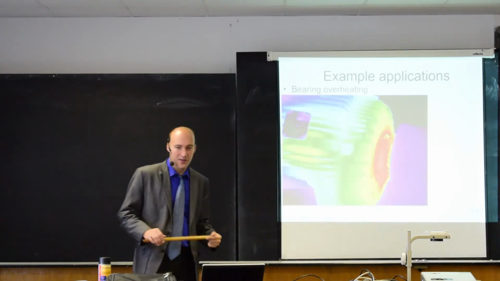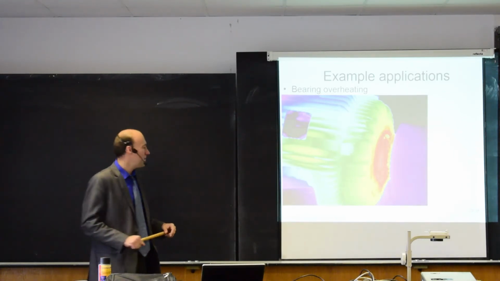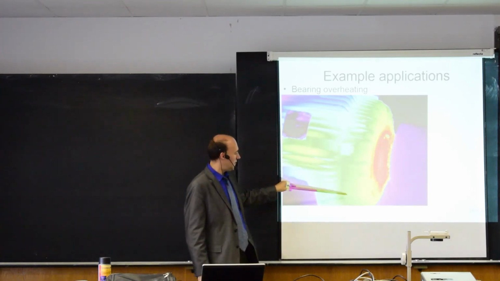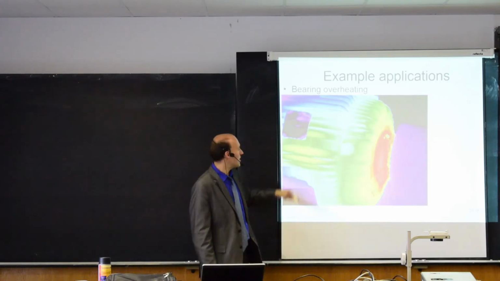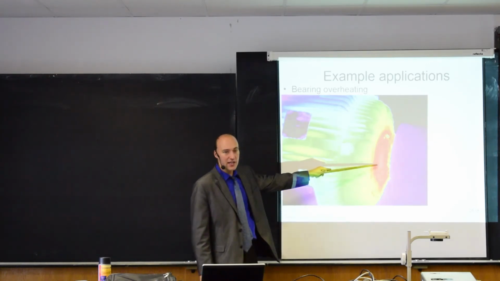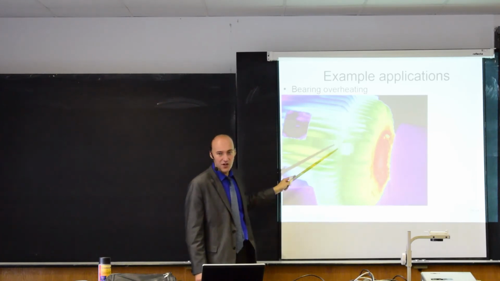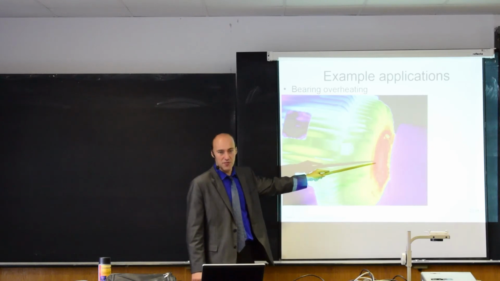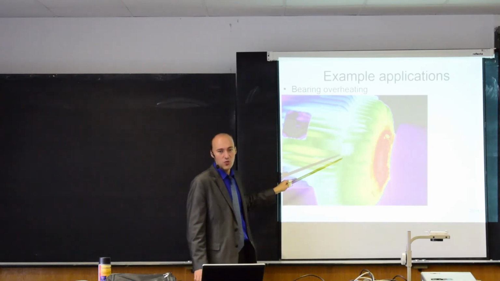We can detect problems in electric machines, for example. So here you have an image of a motor. There is a bearing here, and when the bearing is overheating, we can see that as a higher temperature over here. If we don't know the emissivity of the surface, there's nothing we can say about the absolute temperature. We can just say, okay, it's warmer here, it's colder over there. That's all we can say.